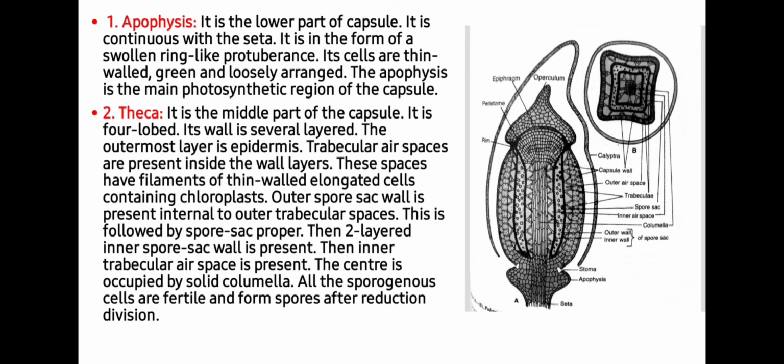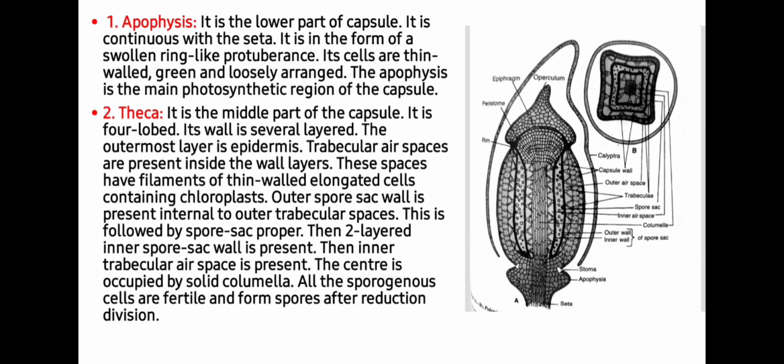Then is the theca. It is the middle portion of the capsule and is much differentiated. It is four-lobed. Its wall is several layered. Outermost layer is epidermis, then trabecular air spaces which are present both inside and outside the spore sac.